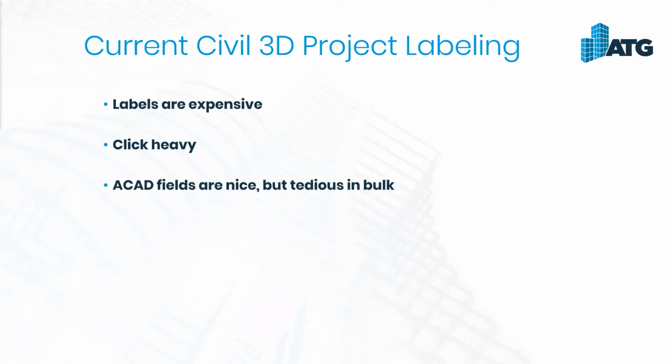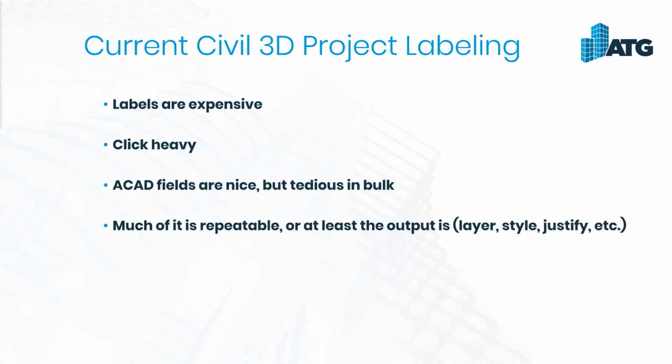We do have the opportunity to build AutoCAD fields within our MText, within our MLeaders, but that's really tedious to do in bulk. It's great once or twice, but if I had to do whole subdivisions worth of lots for putting MText fields in, I would be having a really bad day. And the other kind of issue with this is it's a lot of repeatable stuff. We're doing the same thing over and over again as far as the same labels are going on the same layer, they're sharing the same style, they've got the same justification. So when we have a lot of this repeatable stuff, it's really great to get automation involved.